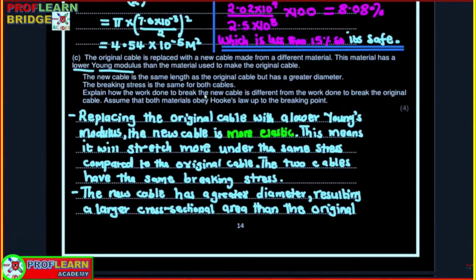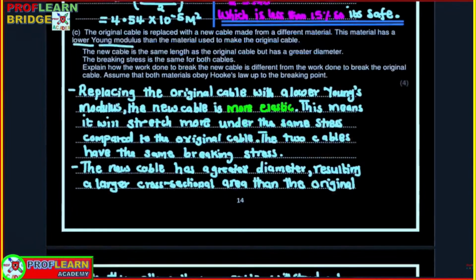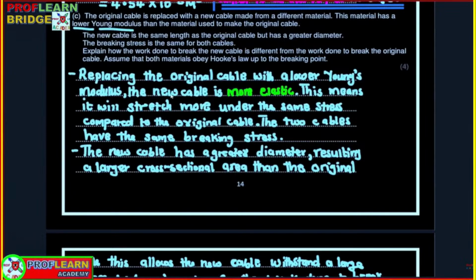Explain how the work done to break the new cable is different from the work done to break the original cable. Now, replacing the original cable with one of lower Young's modulus means the new cable is more elastic. This means it will stretch more under the same stress, compared to the original cable.